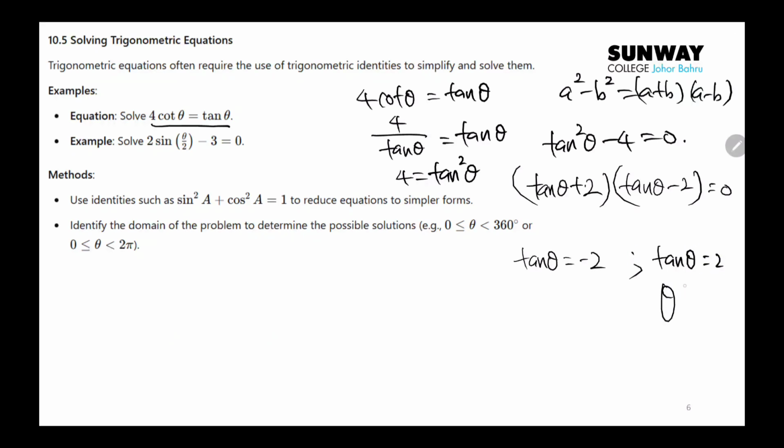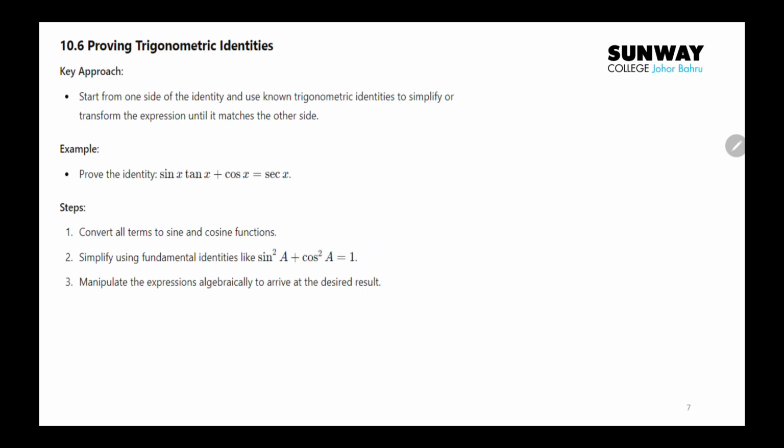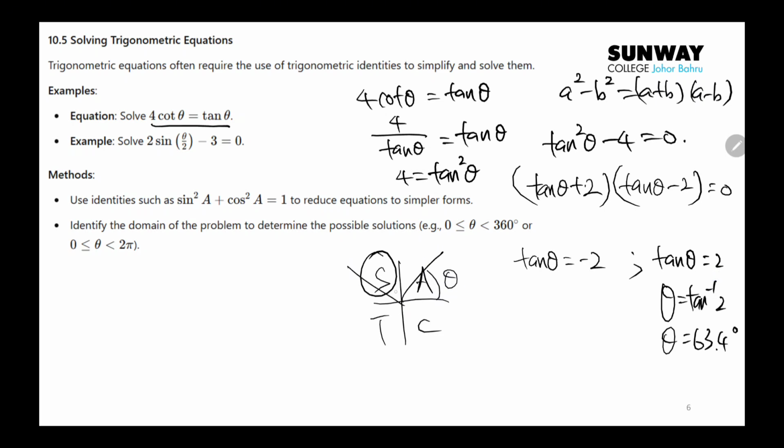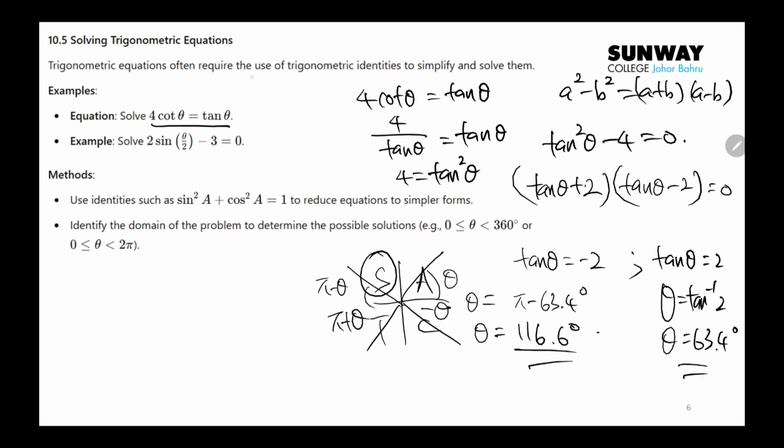Taking the inverse of 2, theta equals to 63.4 degrees. According to the ASTC diagram, tangent equals to negative 2 in the second quadrant. So it's going to be theta, pi minus theta, pi plus theta, and negative theta. So pi minus 63.4 degrees, theta equals to 180 minus that, the answer is 116.6 degrees. So these are the two answers for the first question.